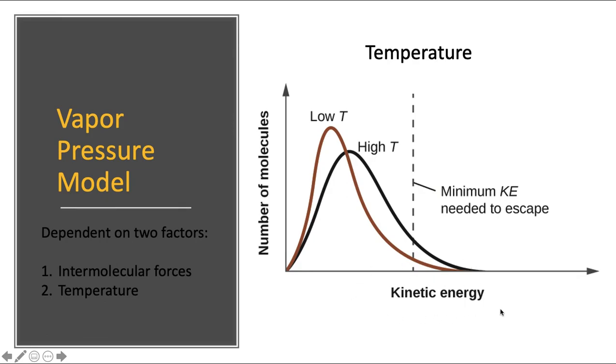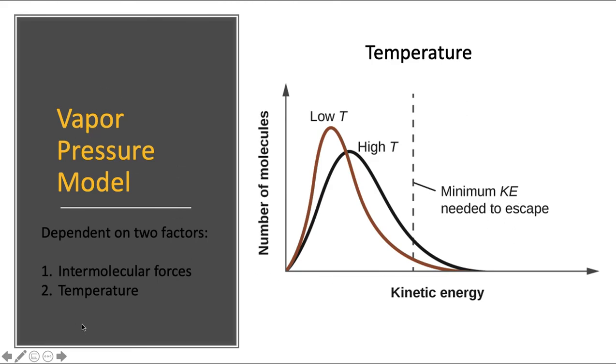So the higher the kinetic energy, meaning the higher the temperature, the higher the vapor pressure. Remember that the vapor pressure is directly related to the number of molecules in the gaseous phase. So the more molecules can escape to get into the gaseous phase, the higher the vapor pressure. And the higher the temperature, the higher the kinetic energy, the faster those molecules are moving, and therefore they can escape easier into the gaseous phase.